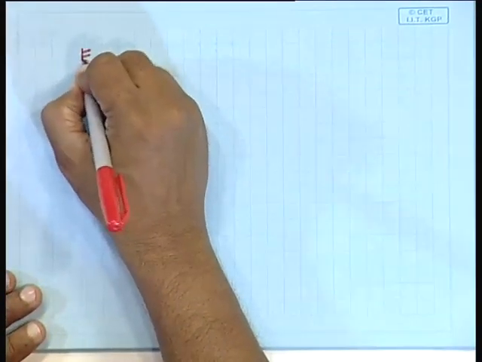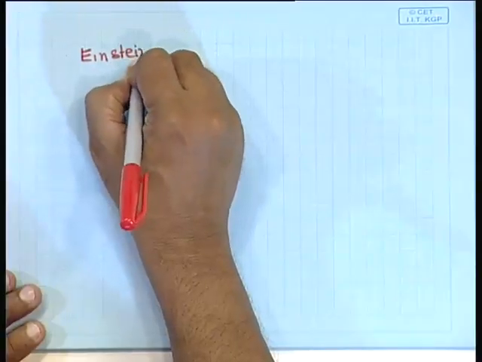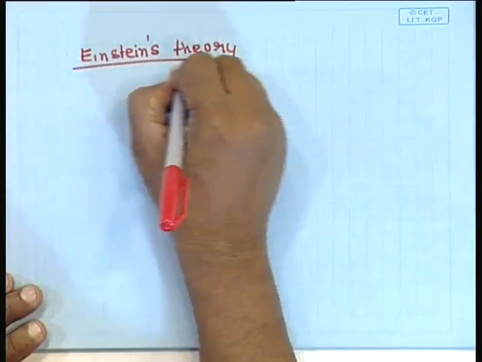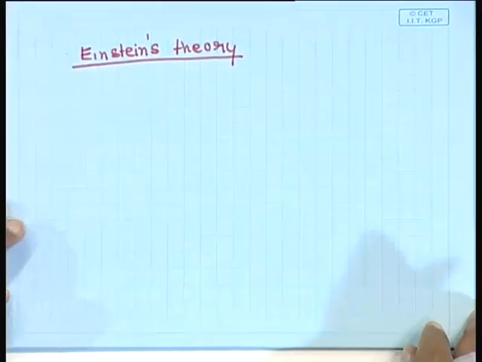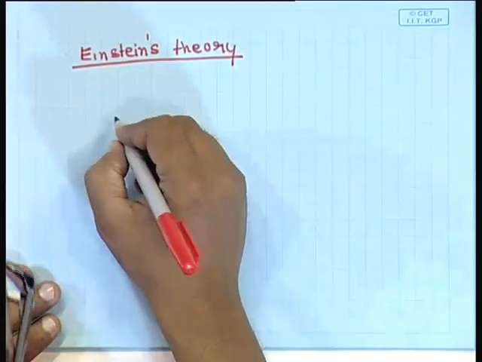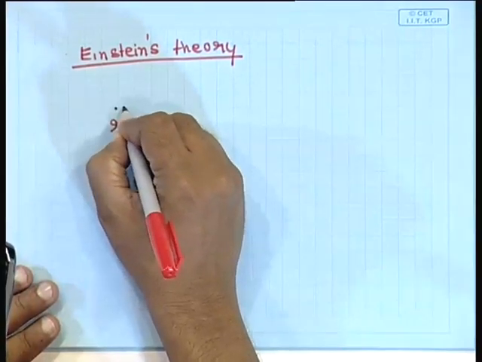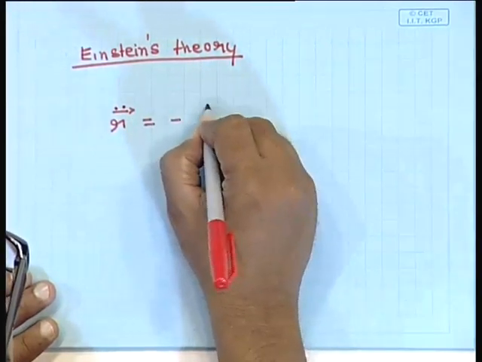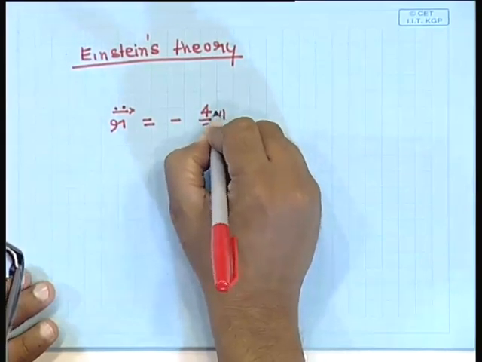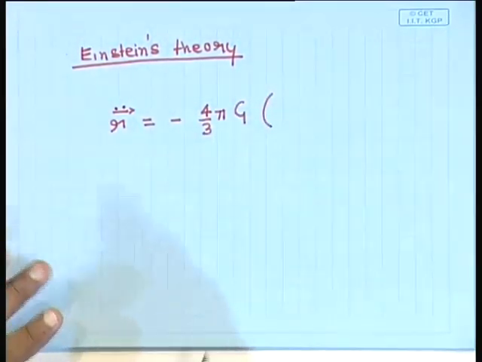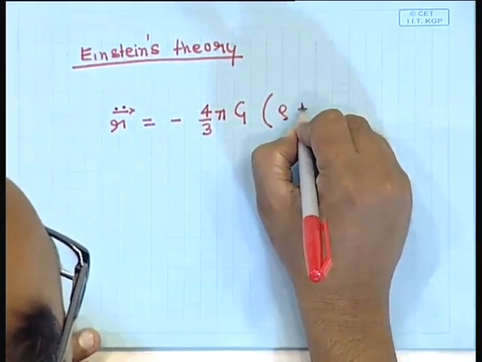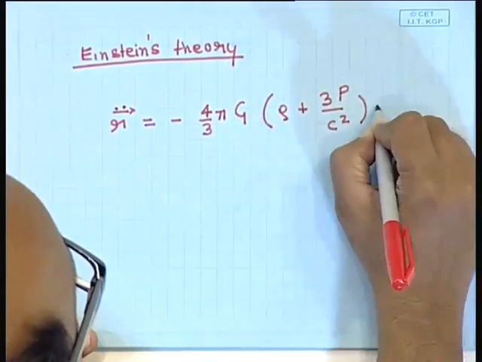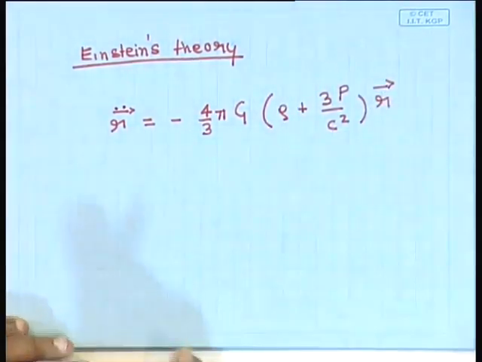So, in Einstein's theory, and those of you who have some idea of general relativity can check this up, this gets modified, and what we have now is that the acceleration is equal to minus 4/3 pi g, instead of the density, we now have rho plus 3 p by c square, into r. So, this is the modification that has to be incorporated.